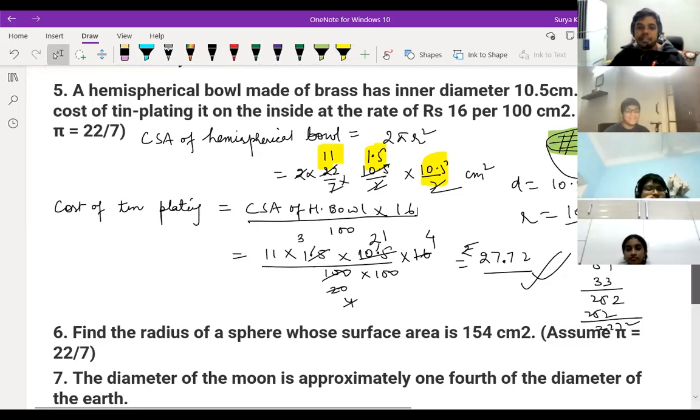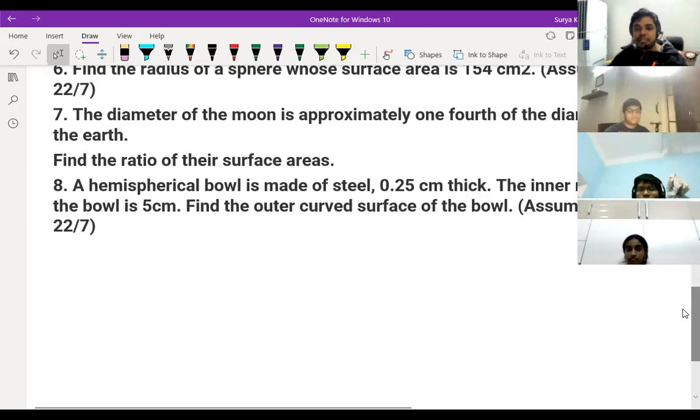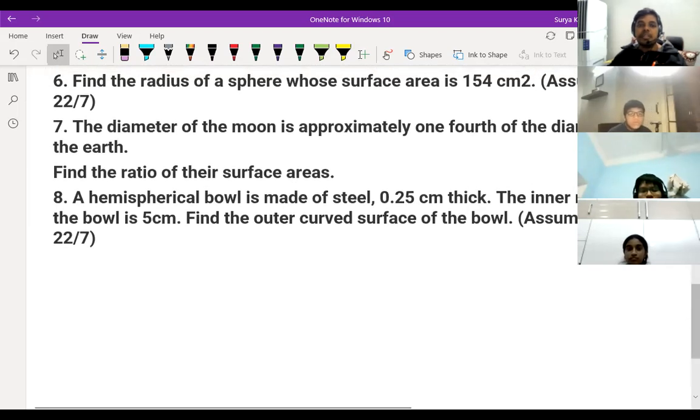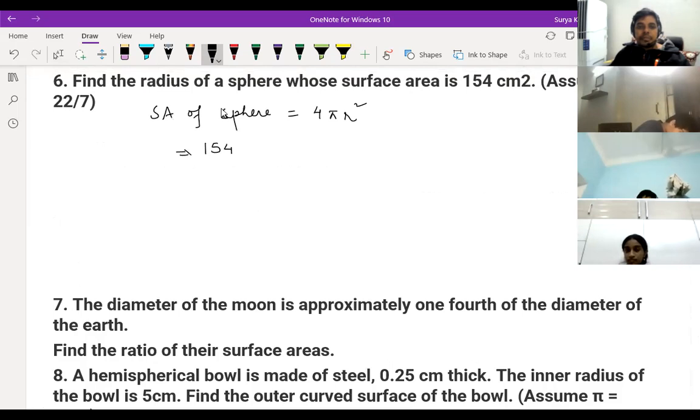Okay, question number 6. Find the radius of a sphere whose surface area is 154 centimeter square. You have to find the radius. So simple. What is given here? Surface area is given. Surface area of a sphere is equal to what? 4 pi r square. The surface area is given as 154. So 154 is equal to 4 into 22 by 7 into r square. That is what we have to find here.